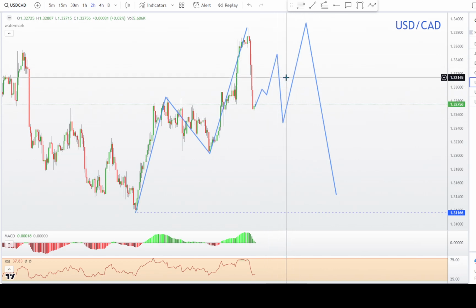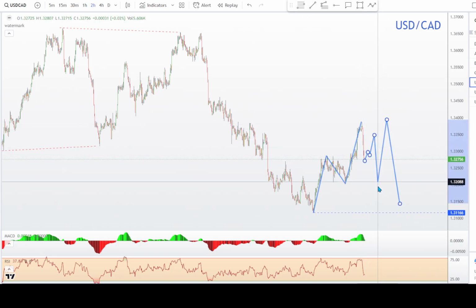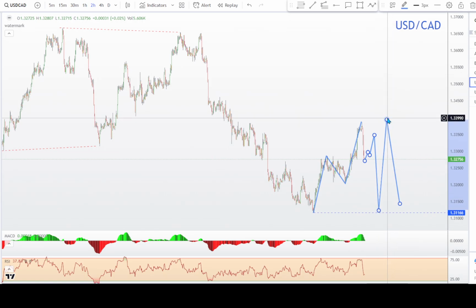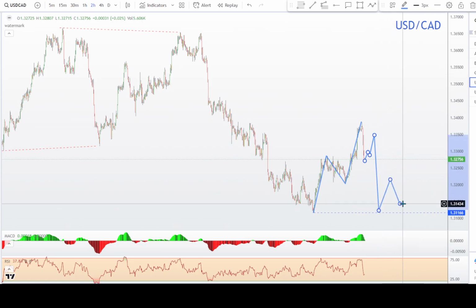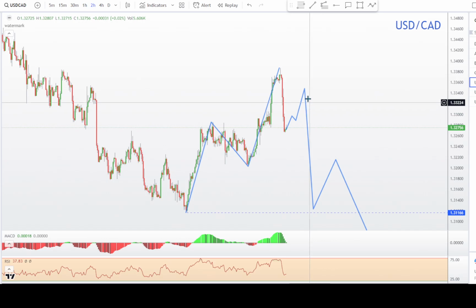So I'd only be looking to sell, and you just got to be careful in here, because they could come up one more time to break this high, or it could be just total downside after this correction, that this could come way down, and you'll get probably another correction, and then still one more down to break that low. So only looking for sell setups.